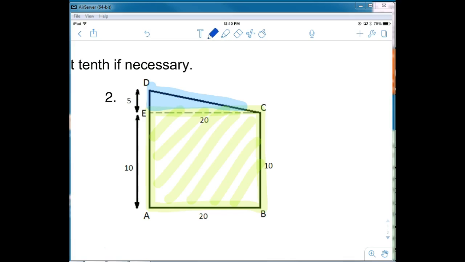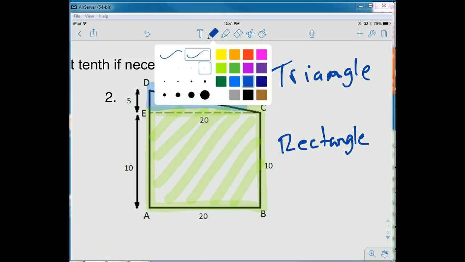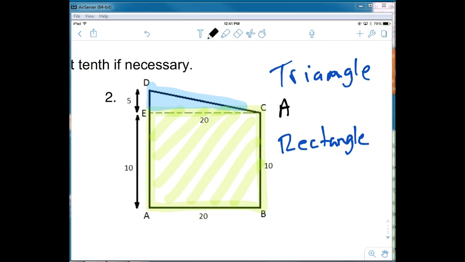So I'll first find the area of the triangle, and then I will find the area of that rectangle, and then I will add them together. So I like to just write those down. I know that I'm going to add them together. Starting with the triangle, that formula looks like this. Area equals 1/2 the base. We can call that base 20.